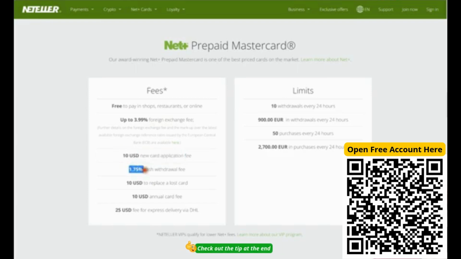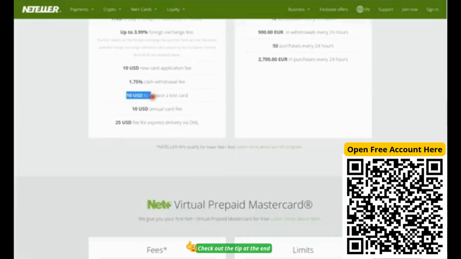If you withdraw money, you are going to pay 1.75%, and $10 if you want to replace the card. And they also charge you $10 per year as an annual fee to have the card available for you.